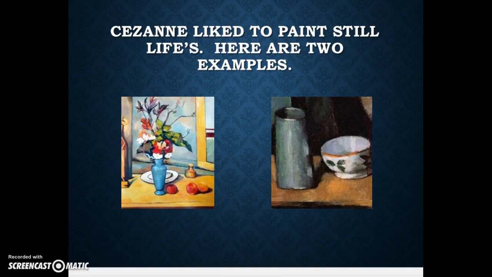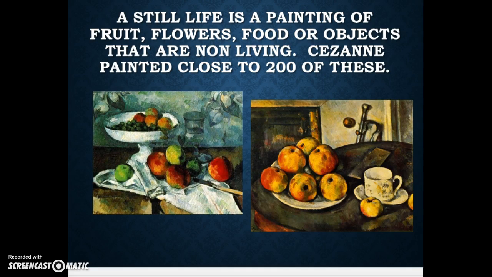Cézanne liked to paint still lifes. Here are two examples, and if you remember, a still life is an inanimate object made or painted, like a vase or a bowl of fruit, whereas a landscape is land, sea, sky, water, any combination of those, and a portrait is a painting of a person or somebody famous. Cézanne liked to paint apples. A still life is a painting of fruit, flowers, food, or objects that are non-living. Cézanne painted close to 200 of these.